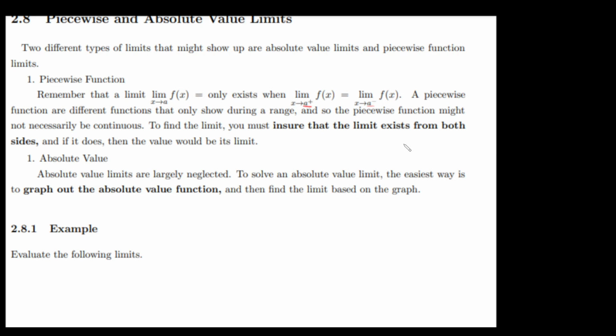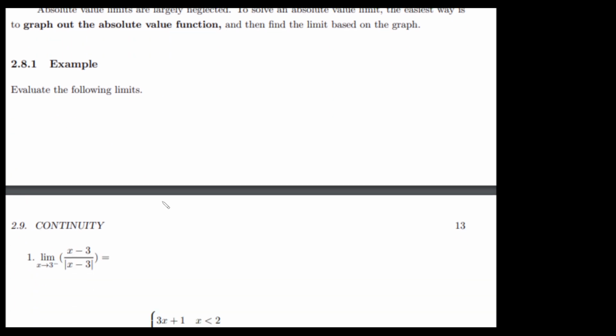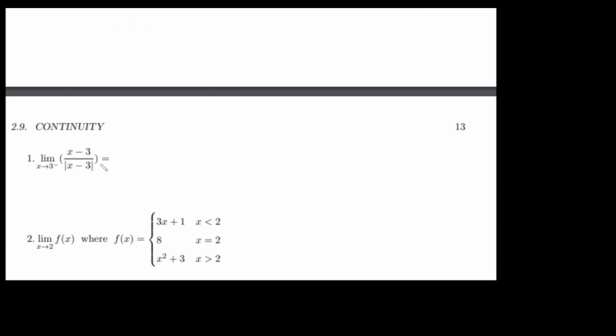Now, absolute values, I'm gonna be honest, probably don't show. I've rarely seen it show up, but just in case, right? It's pretty easy. The easiest way is to just graph out the absolute value function, and then find the limit based on the graph. That to me is the easiest way to do it. So for this one, x minus 3 over x plus 3. Remember, absolute value functions always look something like, say this is the coordinate plane, something like this, right? So we just need to figure out where the placements are.